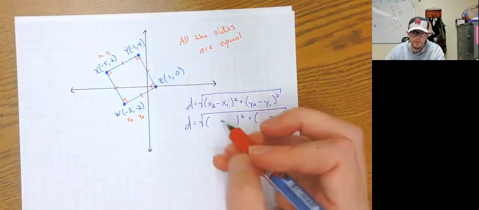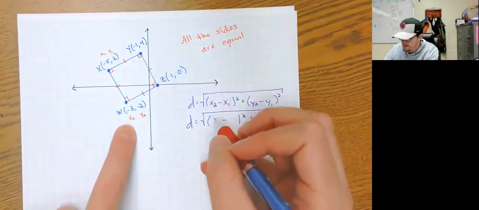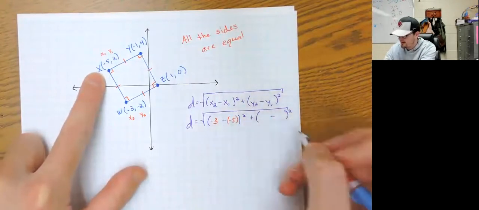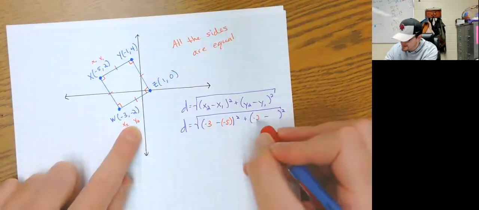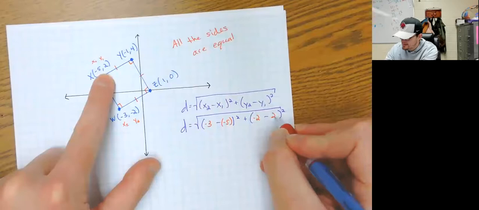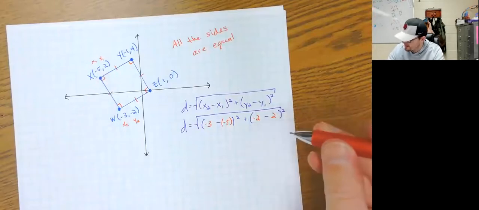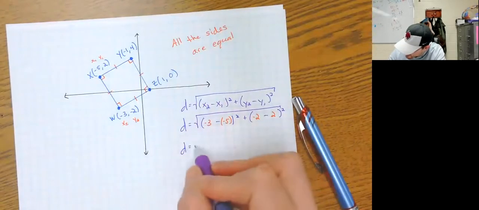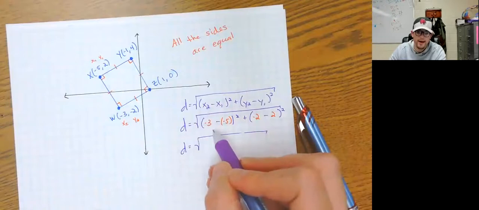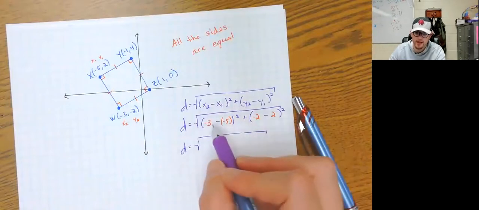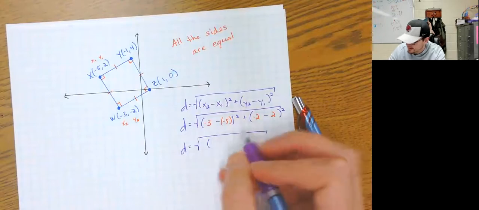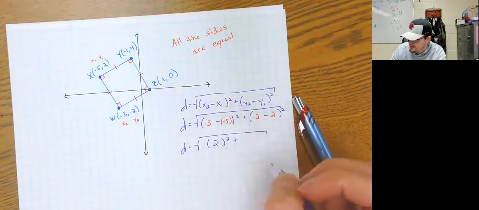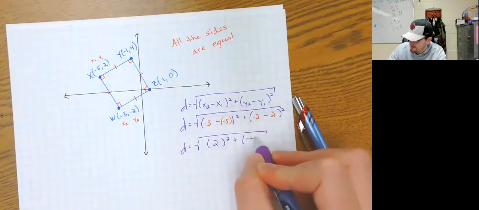All right, so my x sub 2 is -3, and my x sub 1 is -5. And then my y sub 2 is -2, and my y sub 1 is +2. All right, now we just have to go through. We get d equals the square root. So -3 minus -5 is -3 plus 5. So we're going to get 2. And then -2 minus 2 is -4.